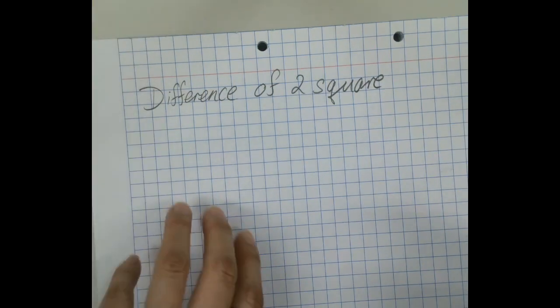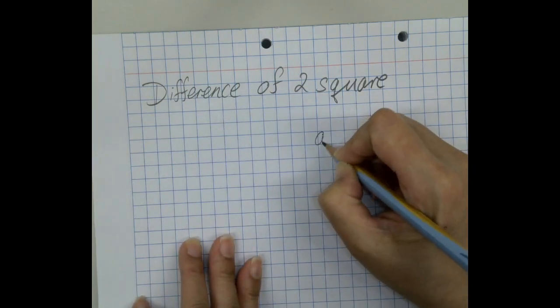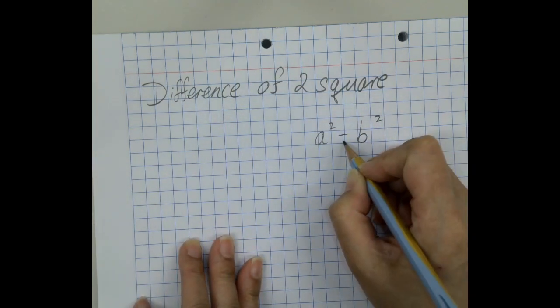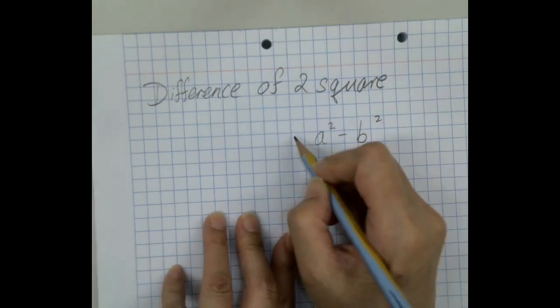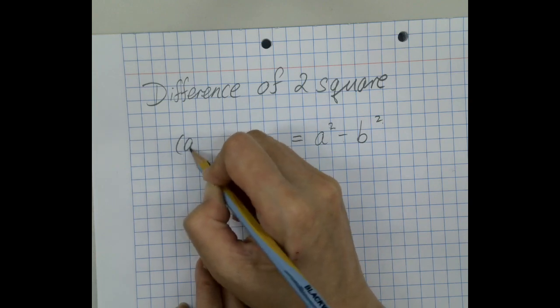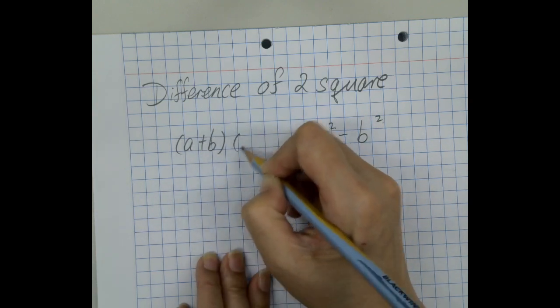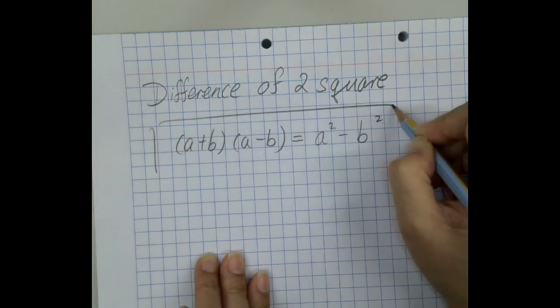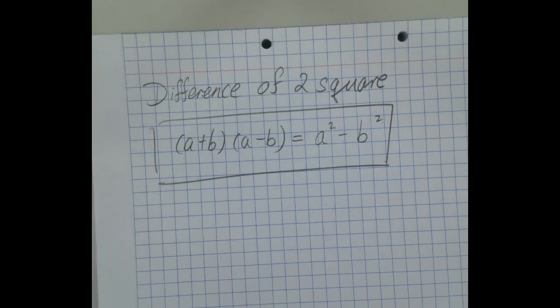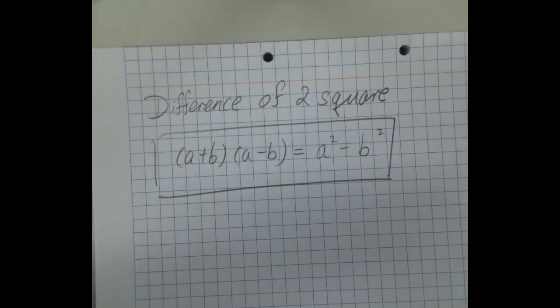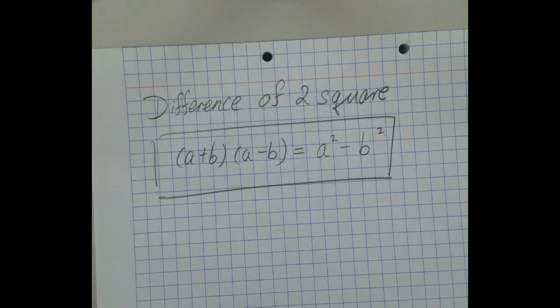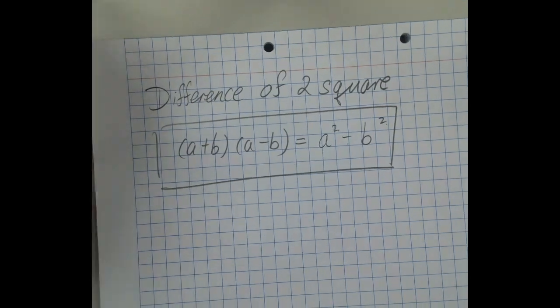The difference of two squares is an identity that comes with squares. You see, there is a minus, a difference, and the squares are here. So that comes in a difference of two squares. The identity which we learn is a squared minus b squared equals (a plus b)(a minus b). Before we use it, we have to understand why this is happening. To do that, we can expand to see if they are equal.